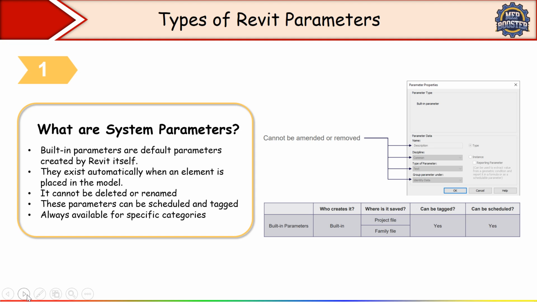Is it clear? So now I am just showing you a simple way to remember the system parameter. Simple: if Revit gives it automatically, that is called a system parameter. If you create it, it's not a system parameter. It is created by Revit itself.